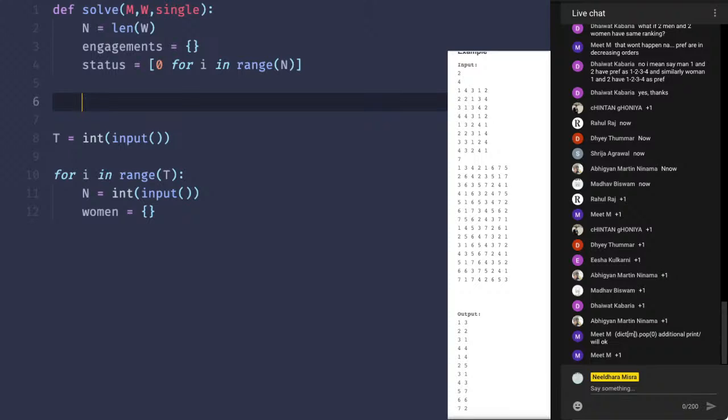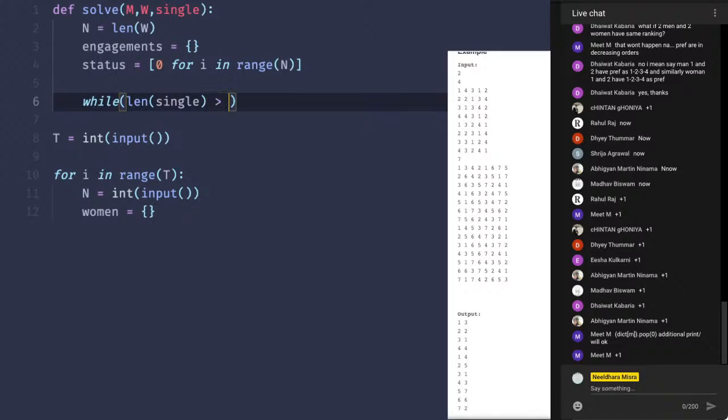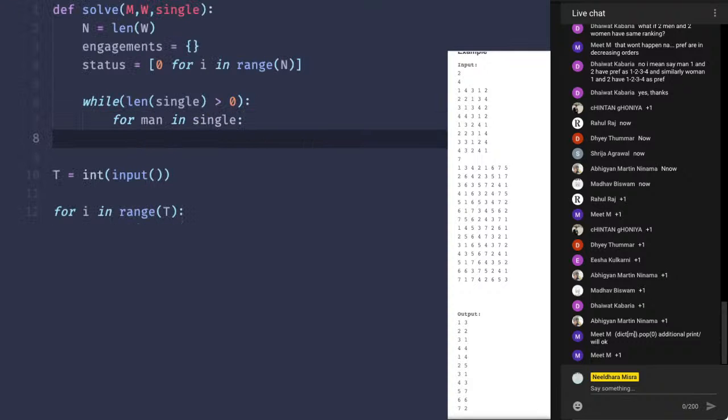So the outer loop of the mechanism is just going to be that while the number of single men is greater than or equal to 1, or yeah, while there are still men who have not been engaged, we need to do this. And what do we need to do? For each man in the set of single men, we will get this man to propose to his favorite woman in the current situation.